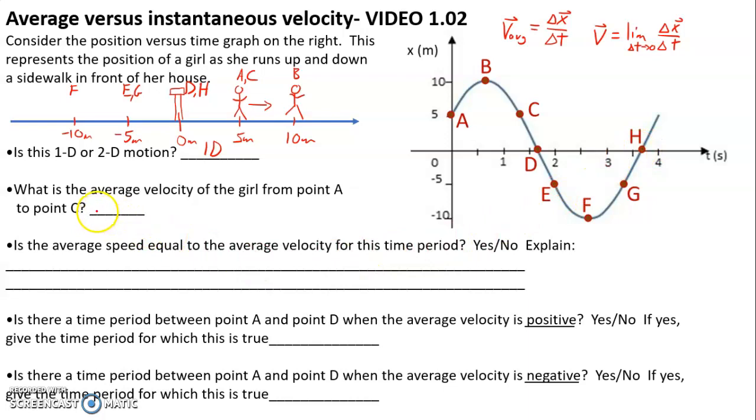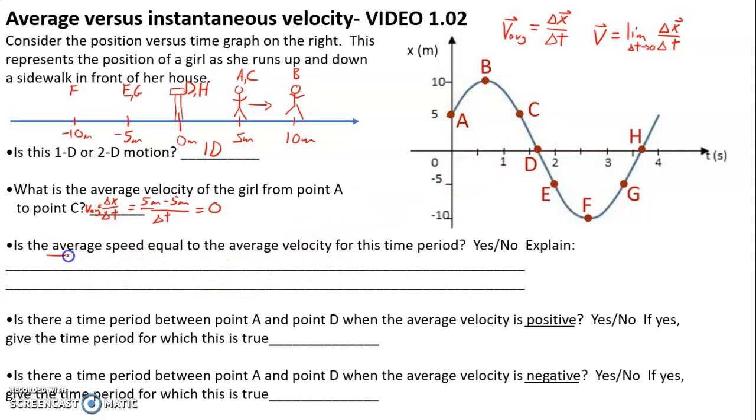What is the average velocity of the girl from point A to point C? Well, for that, we need delta x over delta t to give us the average velocity. And so that's 5 meters minus 5 meters over, well, whatever time period it was, doesn't really matter. And so it's 0 meters per second. Yes, she did move, but her average velocity is based on delta x, and her delta x was 0.